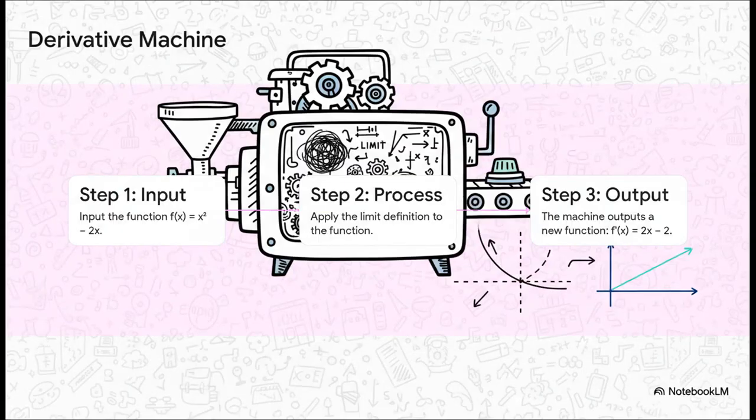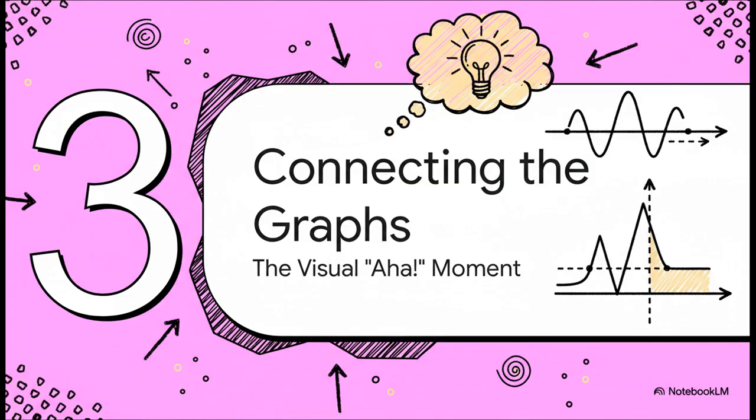Let's make this real. Say we've got the function f of x equals x squared minus 2x, okay? We take that, we plug it into our derivative machine, the gears turn, the limit definition does its thing behind the scenes, and out pops this beautiful, simple new function, f prime of x equals 2x minus 2. And just like that, we have a complete map of every single slope on that original parabola. Pretty amazing, right?